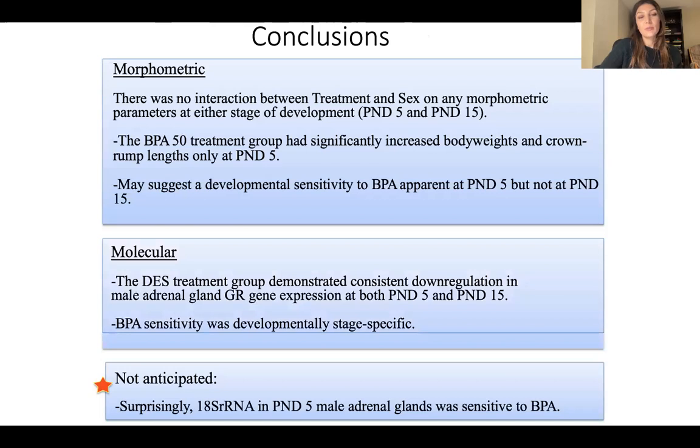So the conclusions just for my molecular component of the project were that the diethylstilbestrol treatment group, that positive control group, demonstrated consistent downregulation in male adrenal gland glucocorticoid receptor gene expression at both time points, both in the younger animals, postnatal day 5, and the older animals at postnatal day 15. This showed that BPA sensitivity was developmentally stage specific. And our unanticipated result was that 18S rRNA, which was supposed to be one of our reference genes, was actually sensitive to BPA in our younger animals. This was a really unanticipated finding from the study.